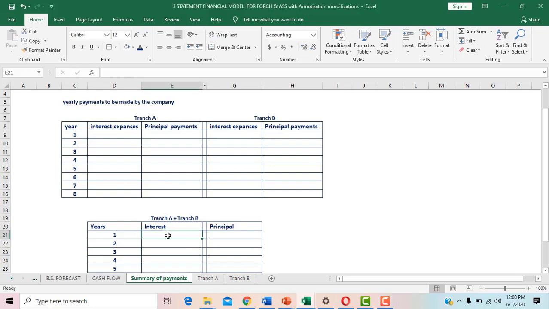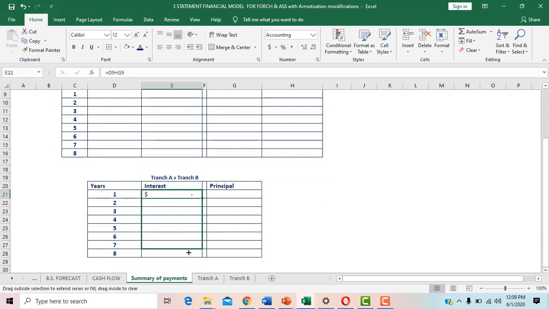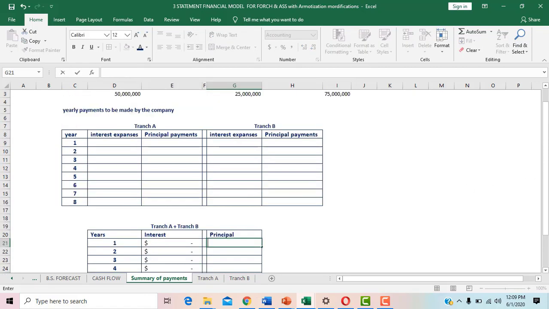So the total interest for the first period is going to be equal to the interest of tranche A plus the interest of tranche B. We just pull that through. Same is going to be for the principal payment. This is going to be equal to principal payment of tranche A plus principal payment of tranche B. We just pull that through.